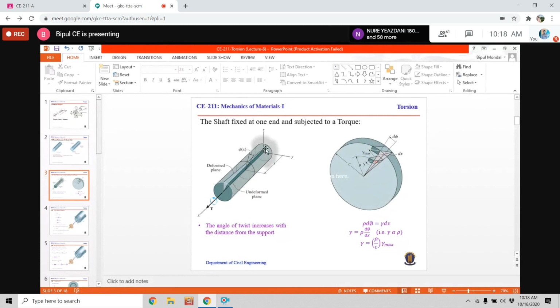And if we look for the angle at the support, the angle of twist was 0. And if we come along the x-axis, then we will see if we go far away from the origin, the angle of twist is increasing, right? Angle of twist is increasing. So we can say the angle of twist increases with the distance from the support. And look at the second figure.